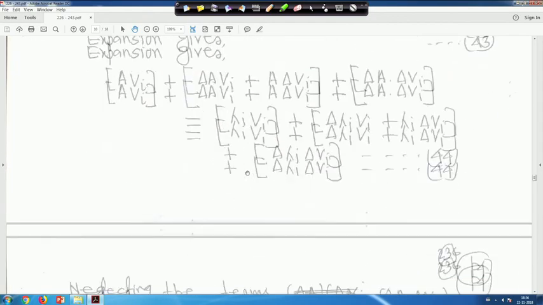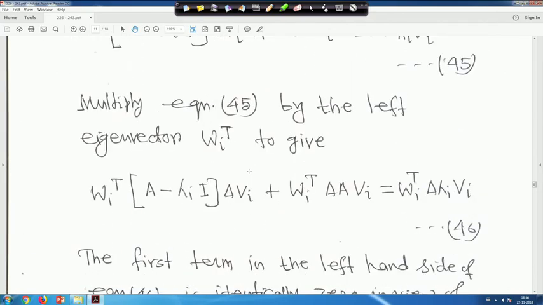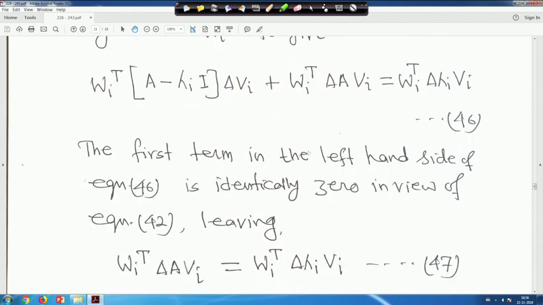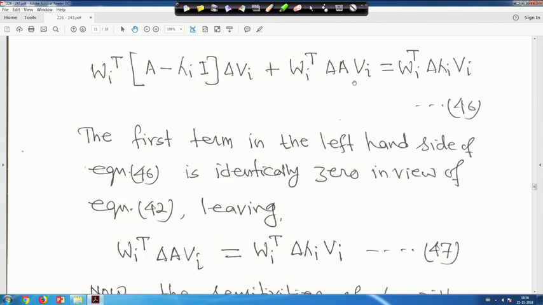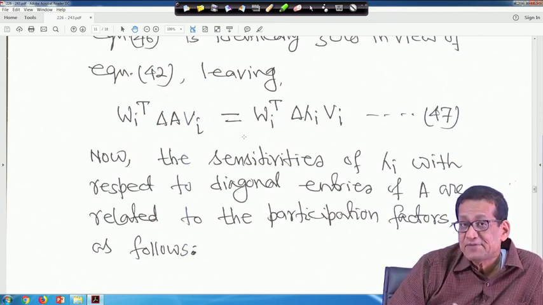So, in equation 46, w_i transpose (A minus lambda_i I) is effectively 0. If so, then this equation can be written as w_i transpose delta A v_i is equal to w_i transpose delta lambda_i v_i. From this equation we get the same expression as before.